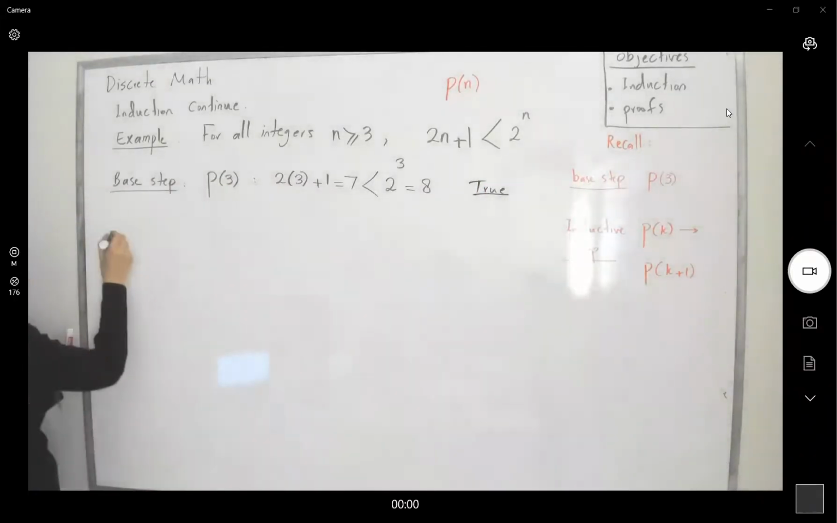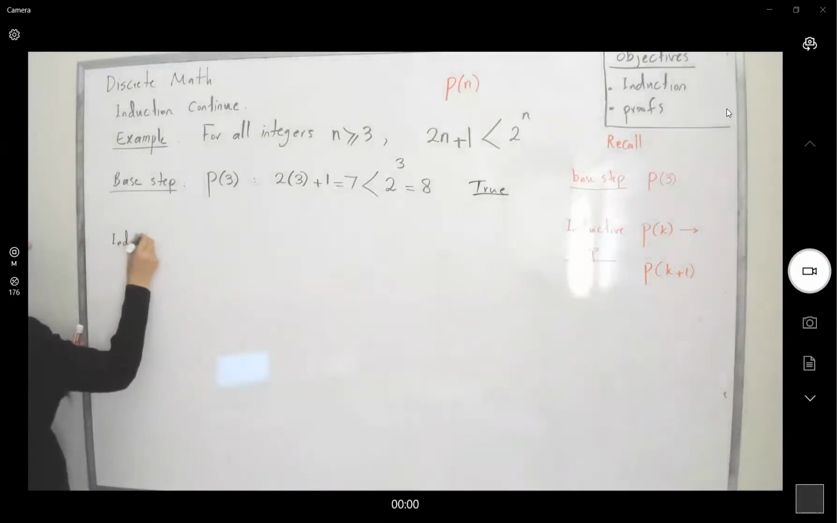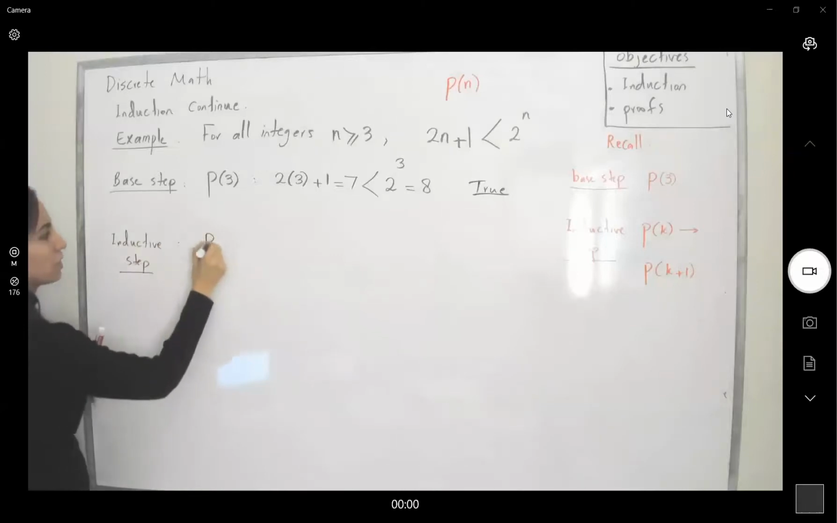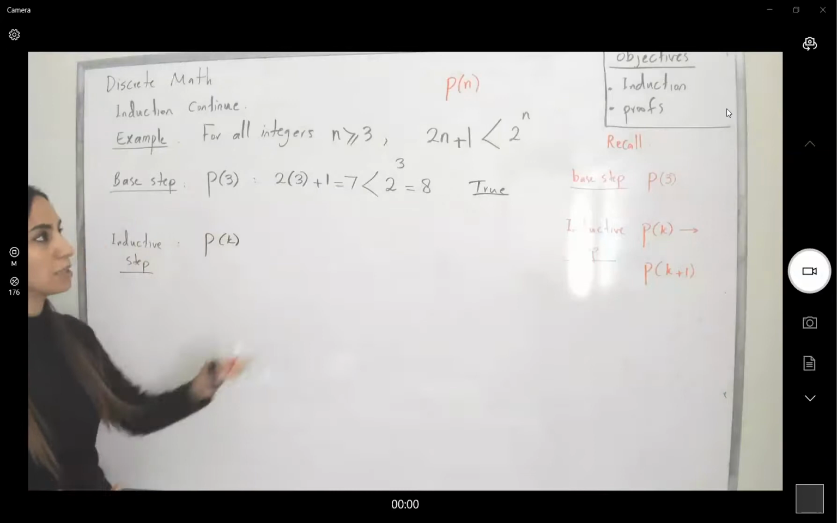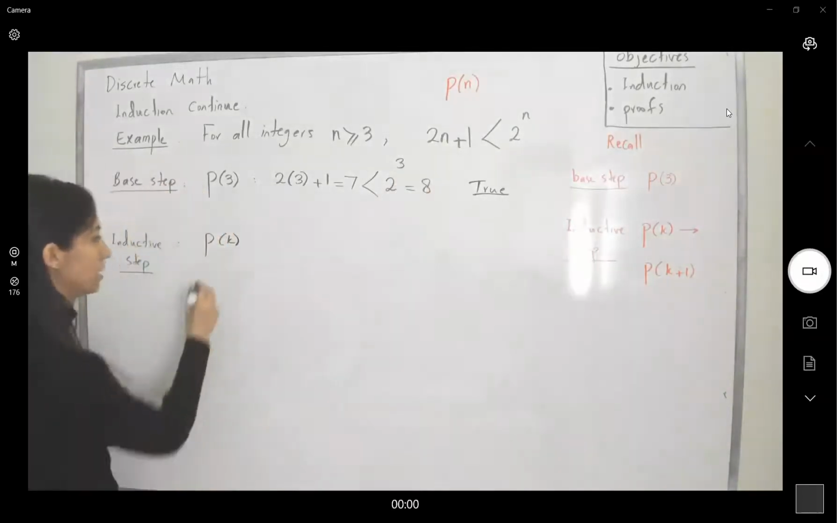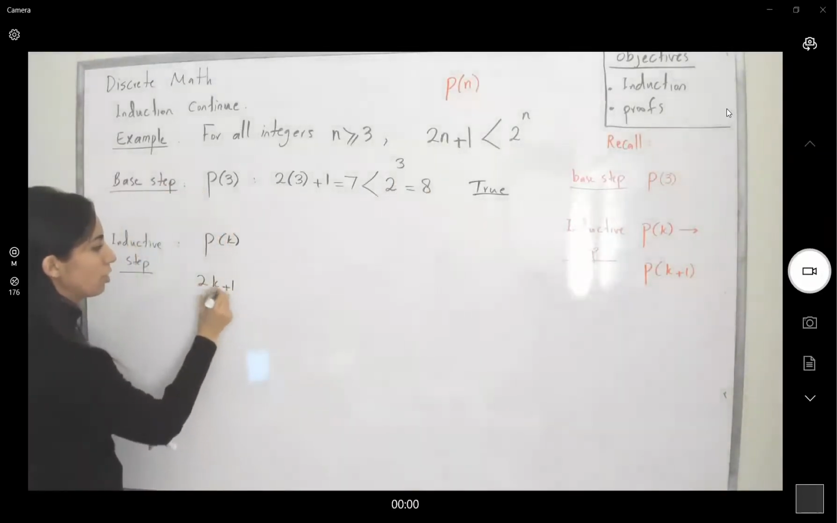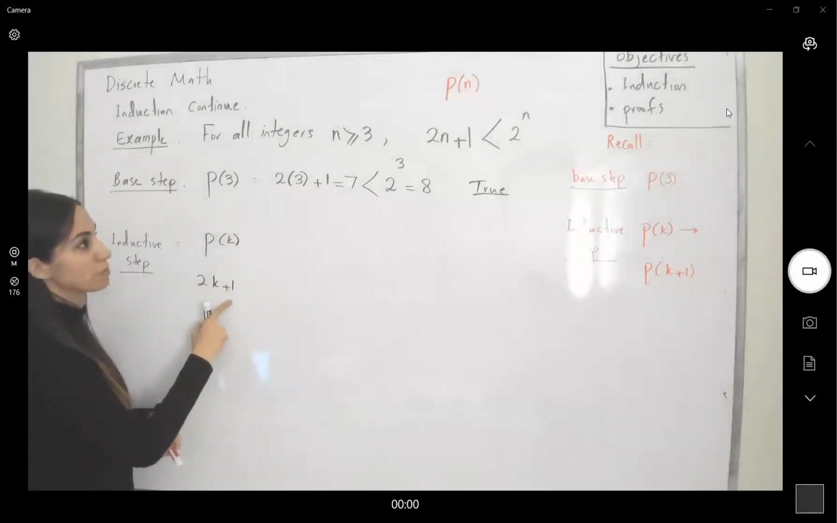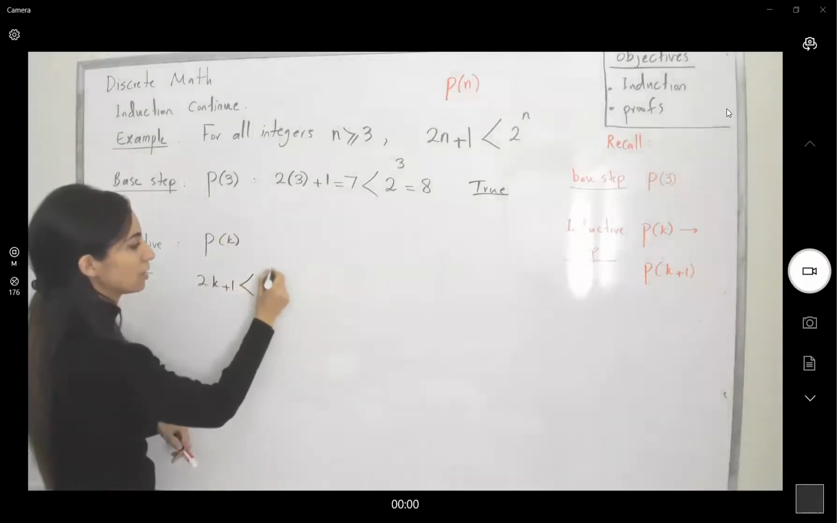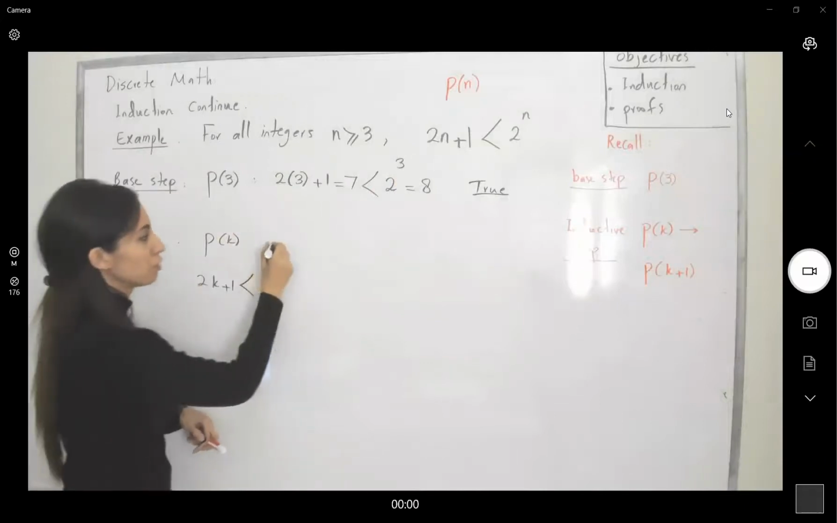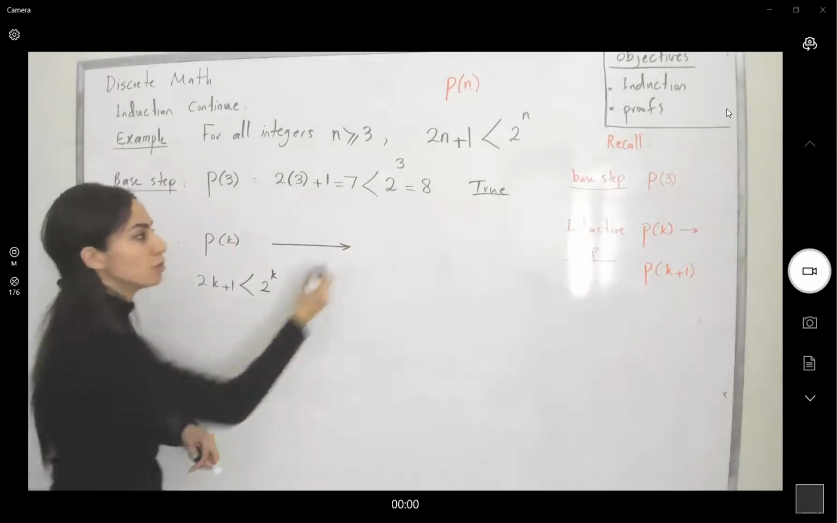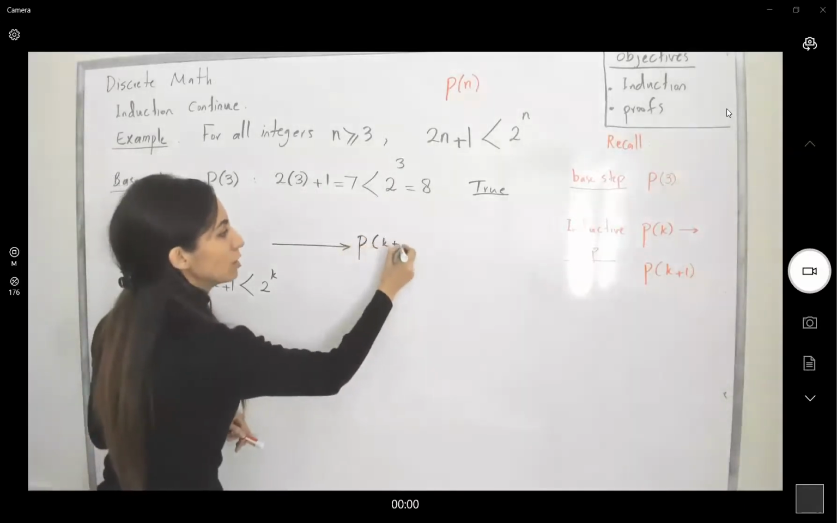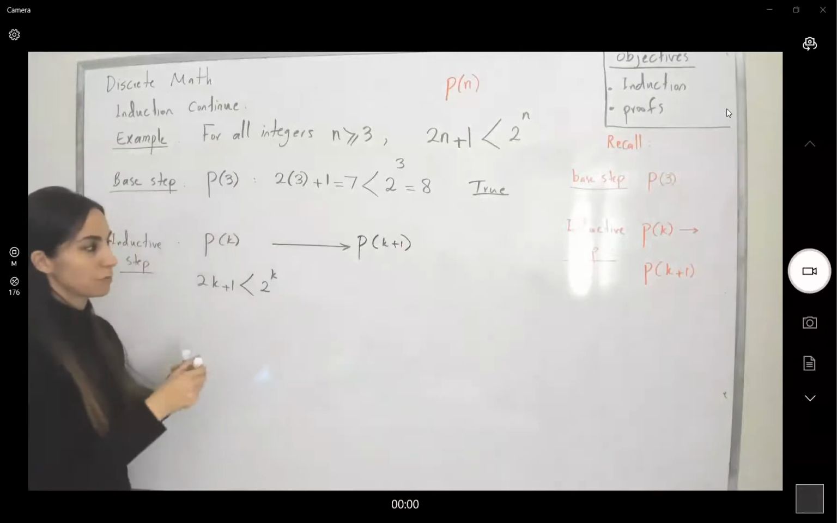Okay, now the inductive step. Inductive step says if Pk is true, what's the meaning of Pk? Pk means that I have to plug in k for n. If 2k plus 1 is less than 2 to the k, it is true. We should be able to use this and prove it for Pk plus 1. We need to be able to prove this.